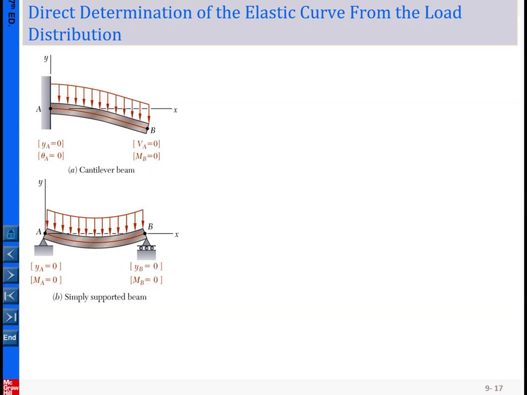So in previous sections we have learned the deflection equations. The deflection equation is d squared y dx squared equals M of x over EI. So why not put the EI on the left hand side.